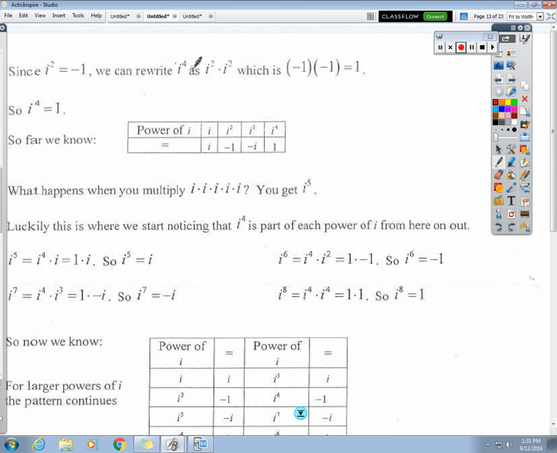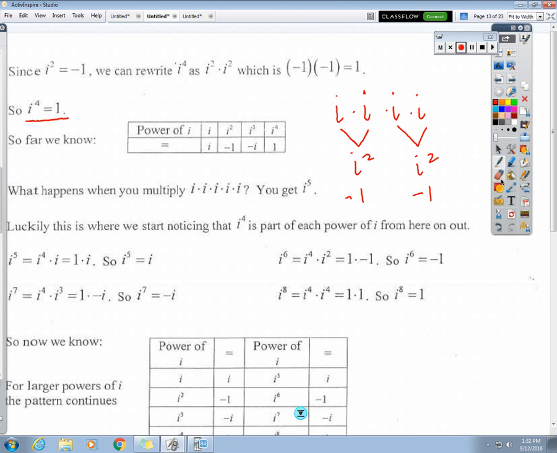If you have i to the 4th, isn't i to the 4th basically i times i times i times i? Well, doesn't every two i's make an i squared? And what do you know about i squareds? They're negative 1. So what's a negative 1 times a negative 1? That's why i to the 4th equals a positive 1.